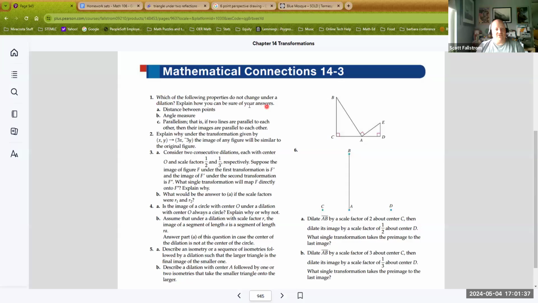Which of the following properties do not change under dilation? Be sure you're able to explain it. Does the distance between 2 points change with a dilation? Does angle measure change under a dilation? Do parallel lines change under a dilation? Let's see here. What else do we have?